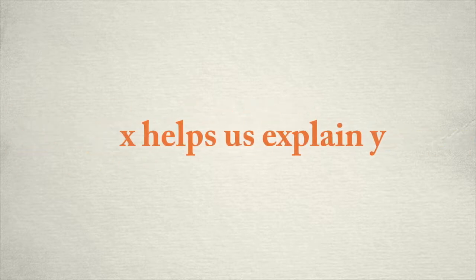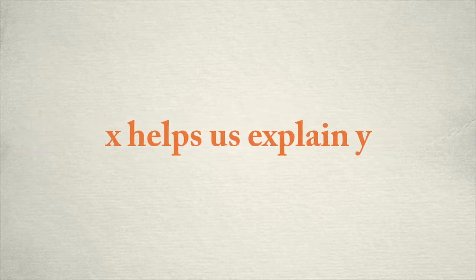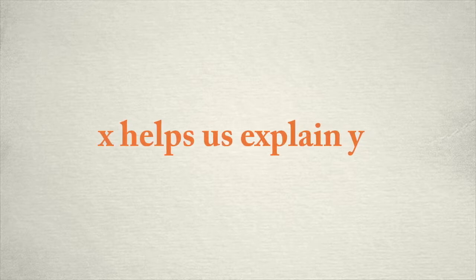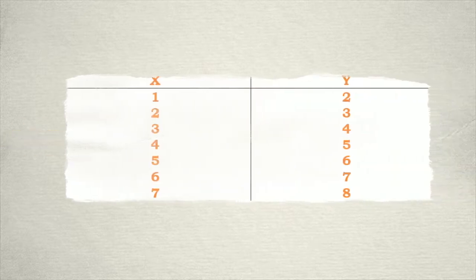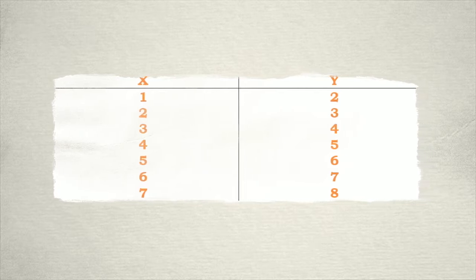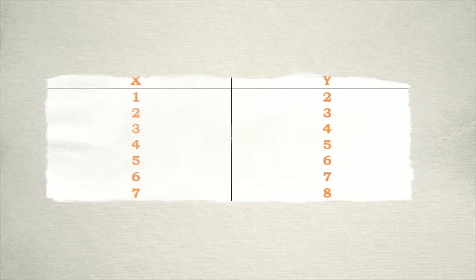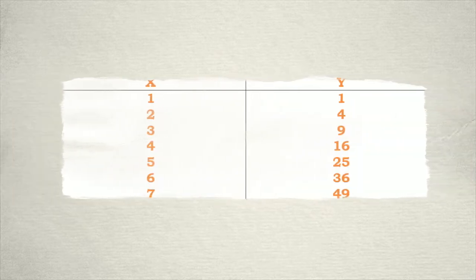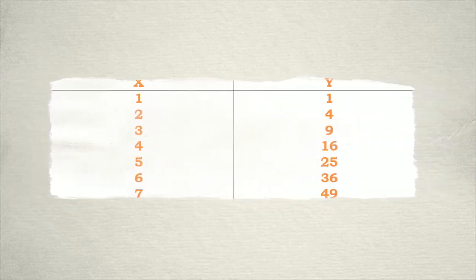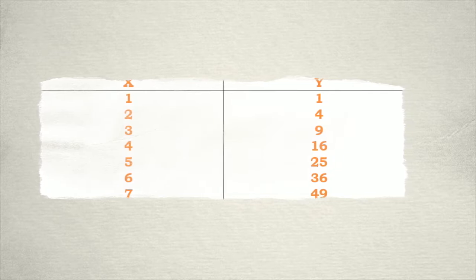In both of these cases, what's really happening here is that the x value is helping us to predict what's going to be the y value. Like, look at example 1 again. If I gave you x equals 8, you would say y would equal 9. Example 2, x equals 8, y equals 64.